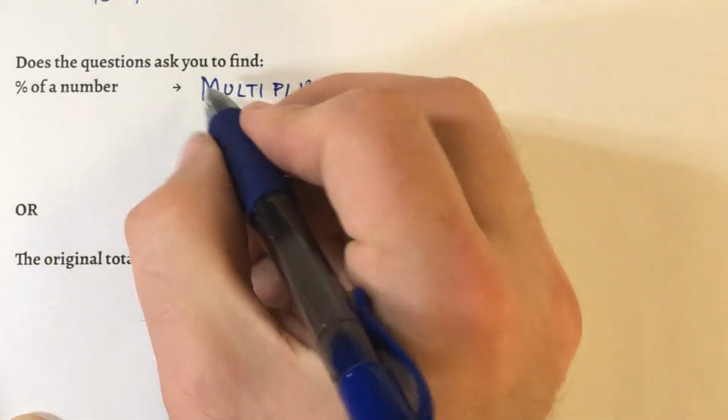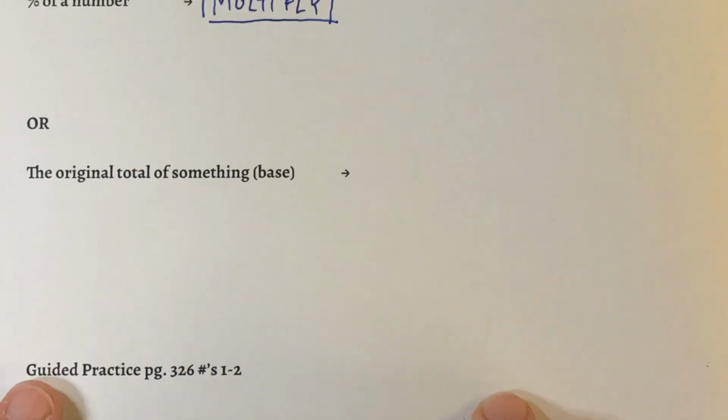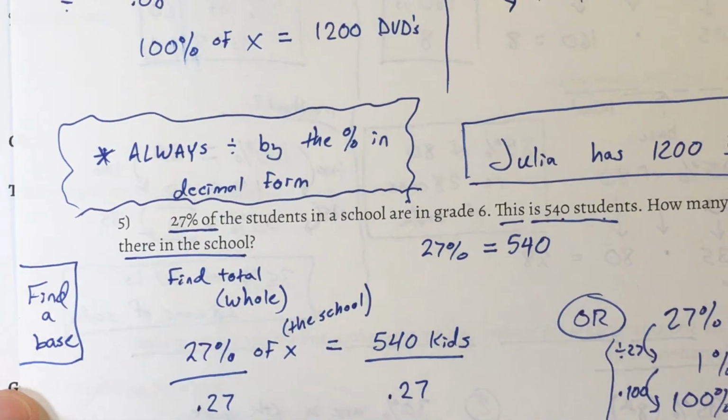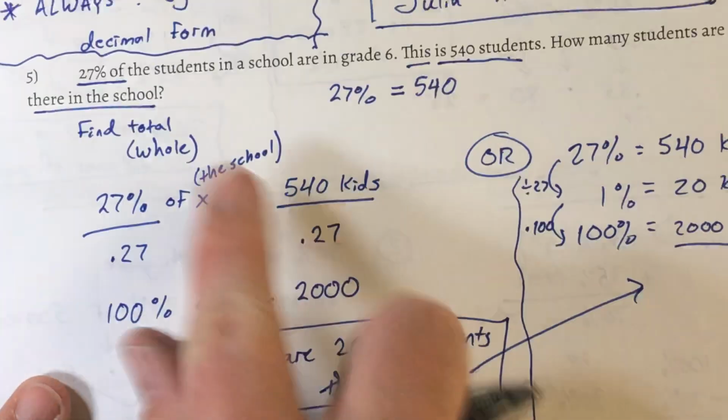There's more to it. Obviously, you have to change your percent to decimals and so forth. What if you're finding a base? Well, if we look back at our find a base problems, assuming you're using method 1, you're dividing.